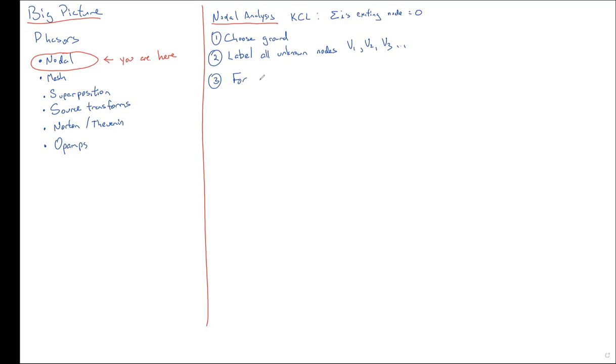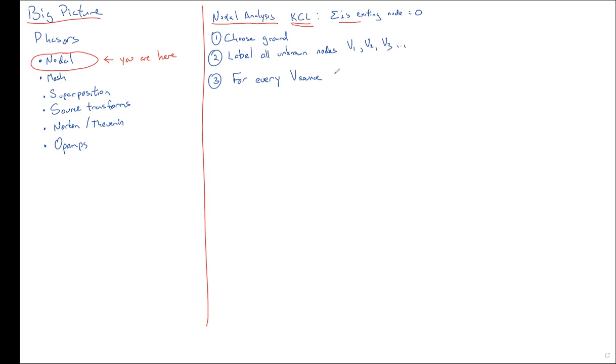For every V source, you got to do something. Now, because nodal analysis is KCL, KCL loves current sources. It's easy to figure out how much current is exiting a node if it's a current source pulling the current out of the node. It's set by the current source. Voltage sources will develop any current necessary to keep that voltage the same. So voltage sources require some work.